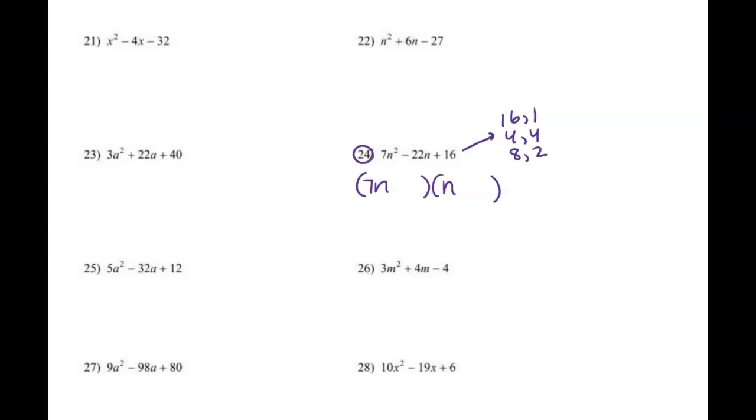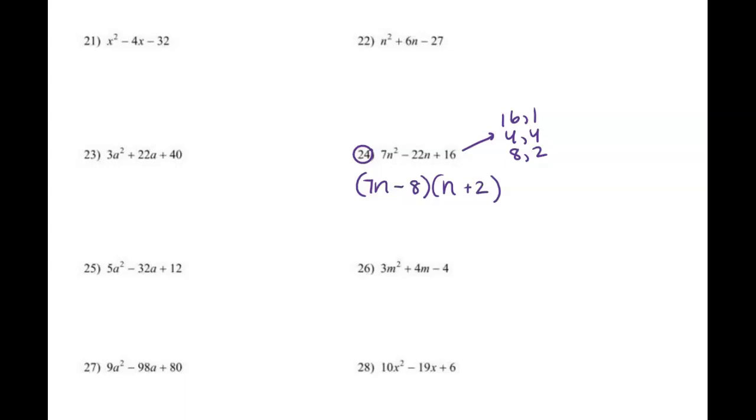And so now we can really just kind of guess. So what if we did minus 4 plus 4? 7n squared minus 28n plus 4n. It's not going to quite work, right? So the 4's don't seem good. Let's try 8 and 2. So what if we did plus 2 minus 8?